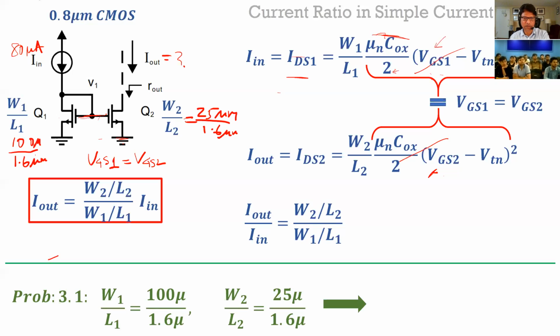So in that first problem, like I said, it was 100 by 1.6 and 25 by 1.6. So the size of Q2 is 1/4 of Q1, which means the current is going to be 1/4 of the input current. So 1/4 of 80 microamps is 20 microamps, right? So that's one thing I just wanted to quickly point out.